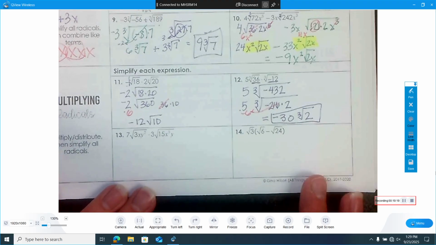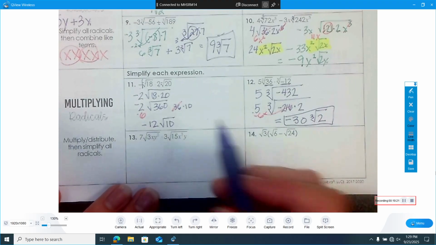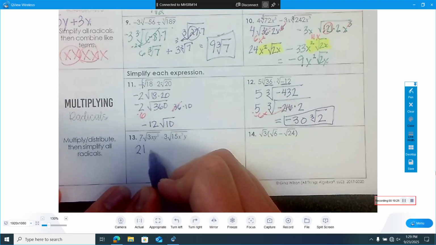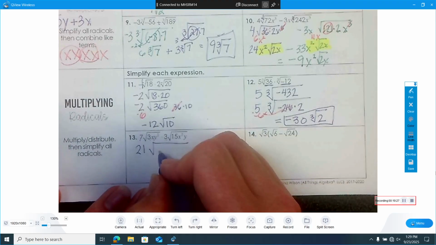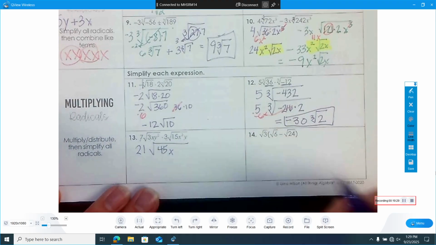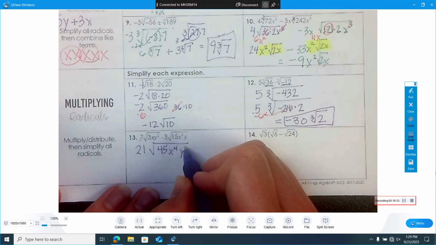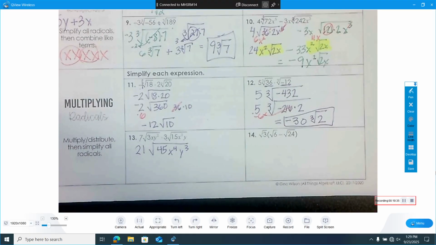Let's do 13. All right, I can multiply the outside. We get 21. And we have a square root. And on the inside, I would have 45. X to what power? X to the 4th, y to the 3rd. Very good. See, we had those exponents.